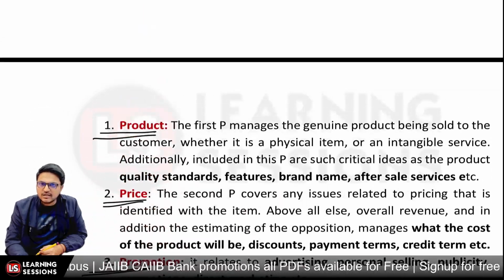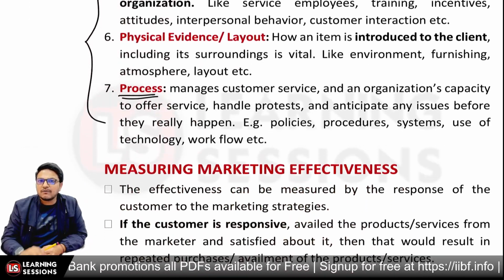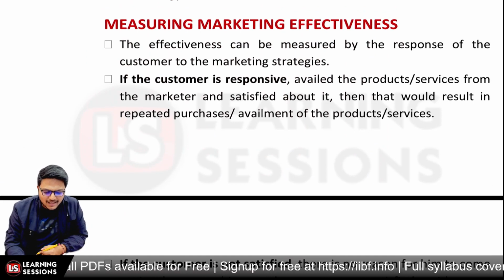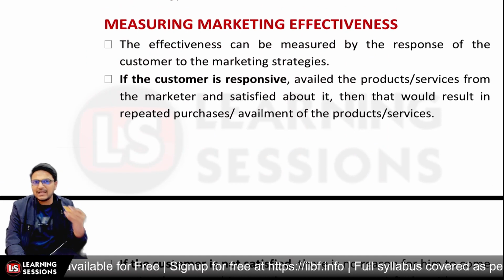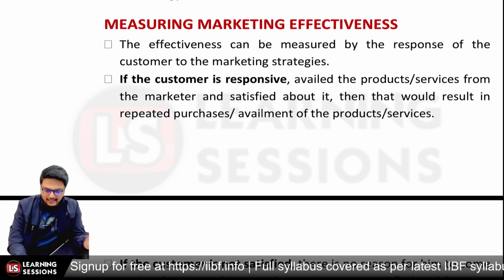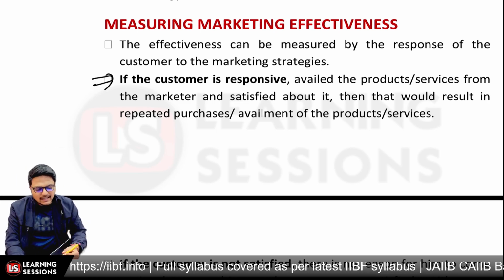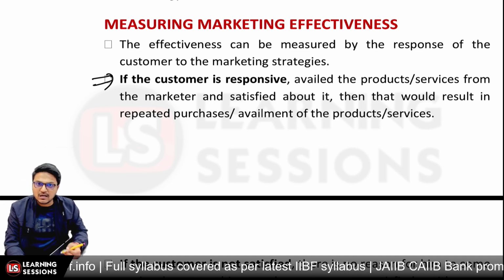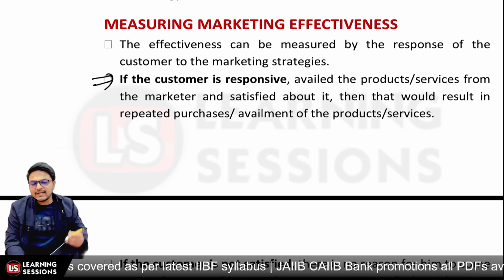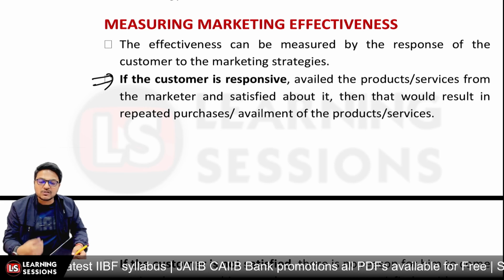So 7 P's covered: product, price, promotion, place, people, physical evidence and the process over there. And after that, it's related to measuring marketing effectiveness. How you're going to take along how your marketing is working. Is it positive or is it negative? If the customer is responsive, it means that the customer is satisfied with the products or services availed, and that will result in what? That will result in repetitive purchase or availment of the products or services again.